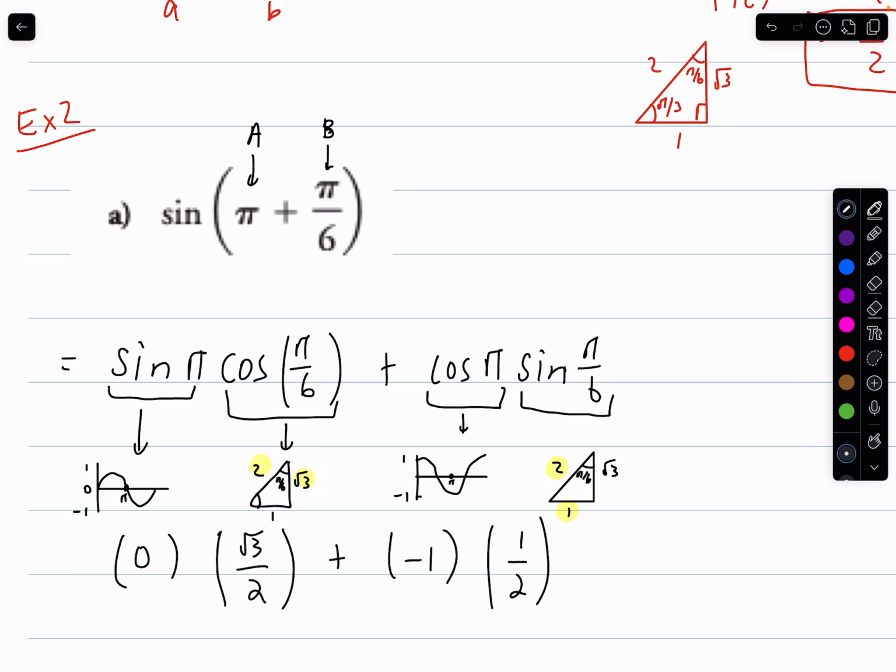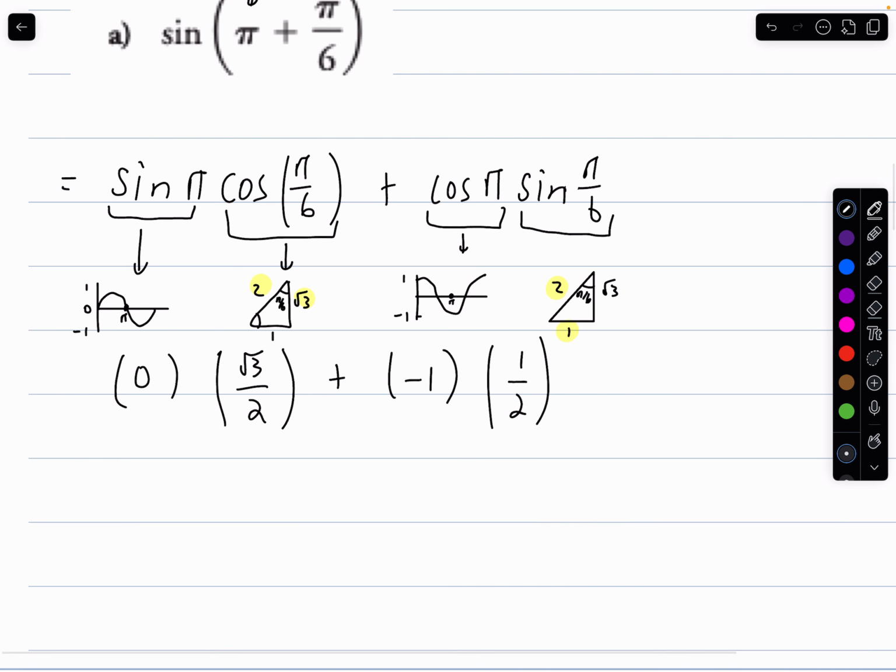And then now once I got all my numbers, I'm just going to clean it up. So 0 times root 3 over 2 is just 0. And then all I'm left with at the end is -1 over 2.